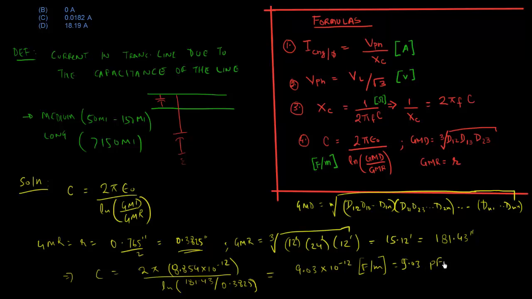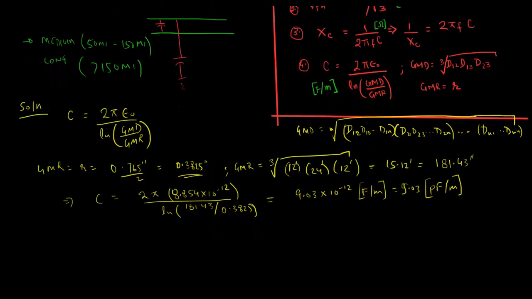9.03 picofarads per meter. So I'll encourage you to double check these calculations. I have checked them myself, but a lot of numbers involved here. There's always a potential for something going wrong. So that's your step 1. You need to calculate the capacitance, and that's how you'll go ahead and do that.